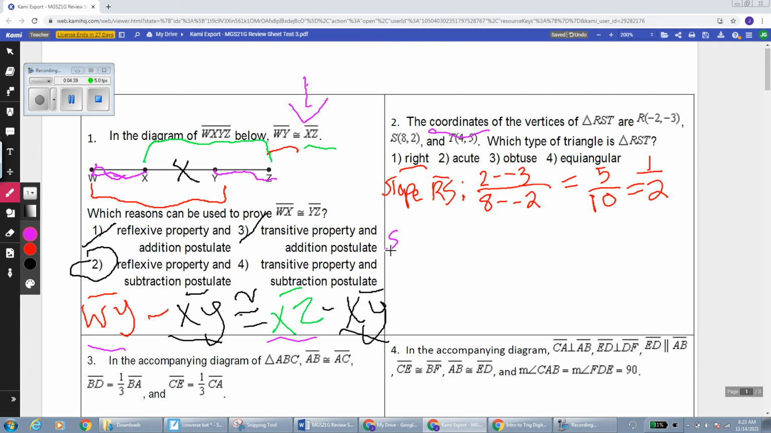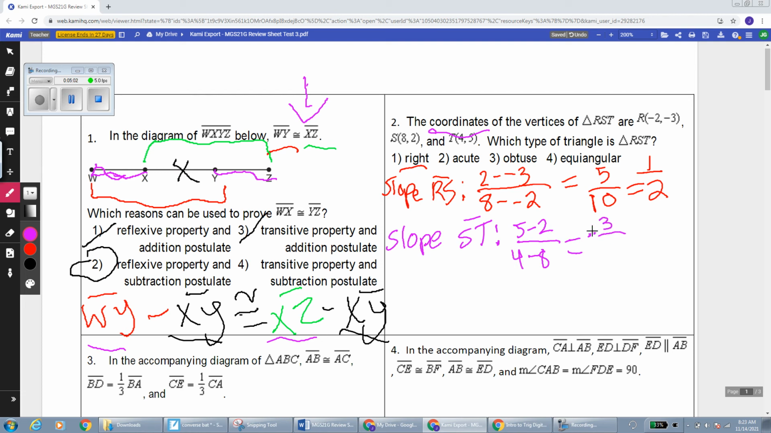Okay, let's move on and find the slope of, I guess, ST. That's another side of this triangle. So here's slope of ST. I'm going to be using points S and T. So I'm going to subtract the y values, which are 5 and 2. And I'm going to subtract the x values, which are 4 and 8. And we get 3 over -4.